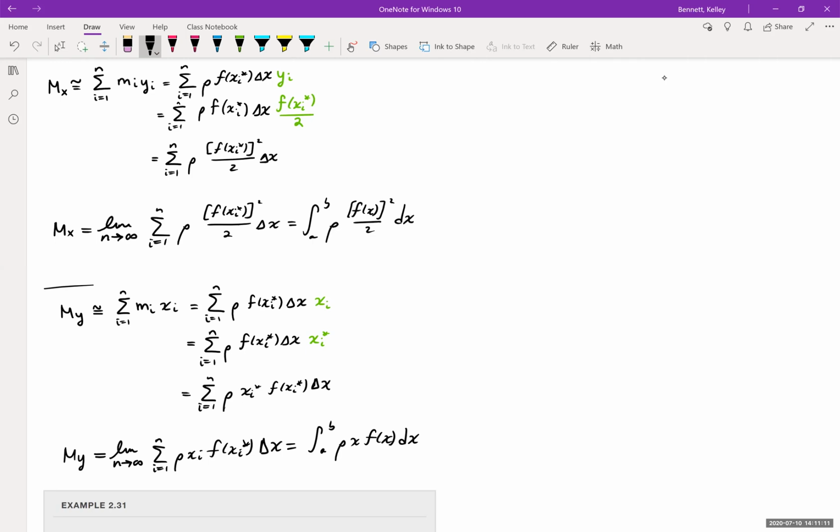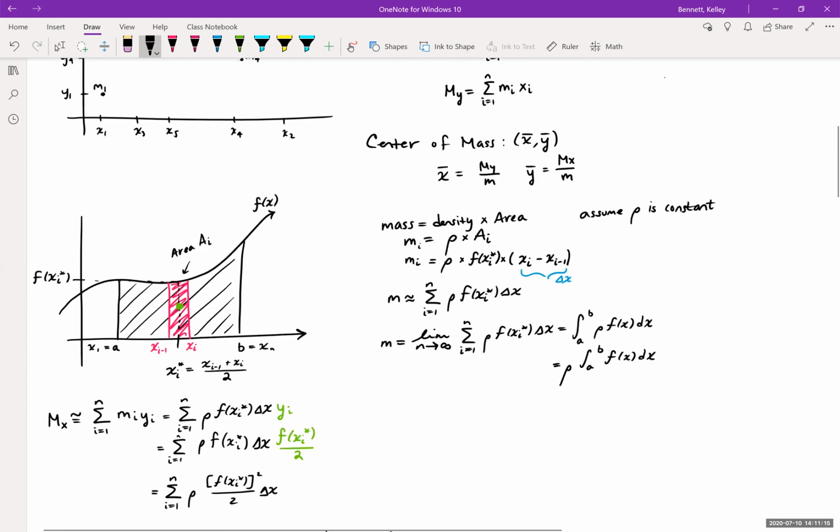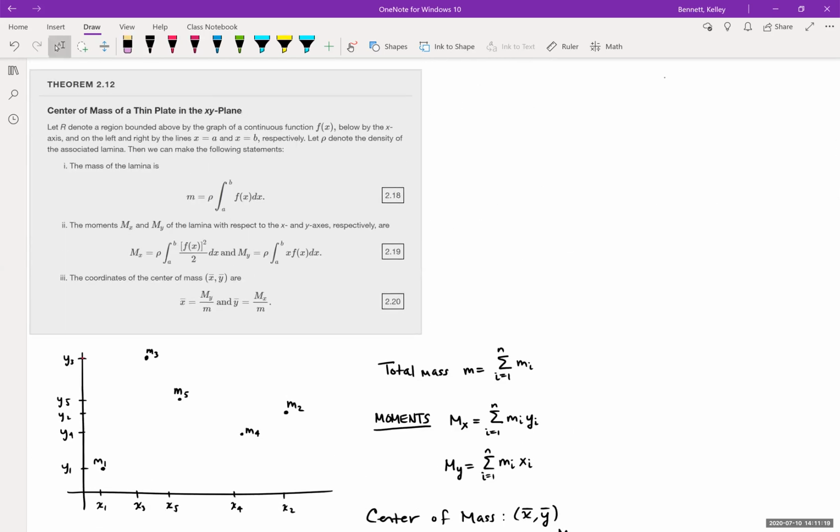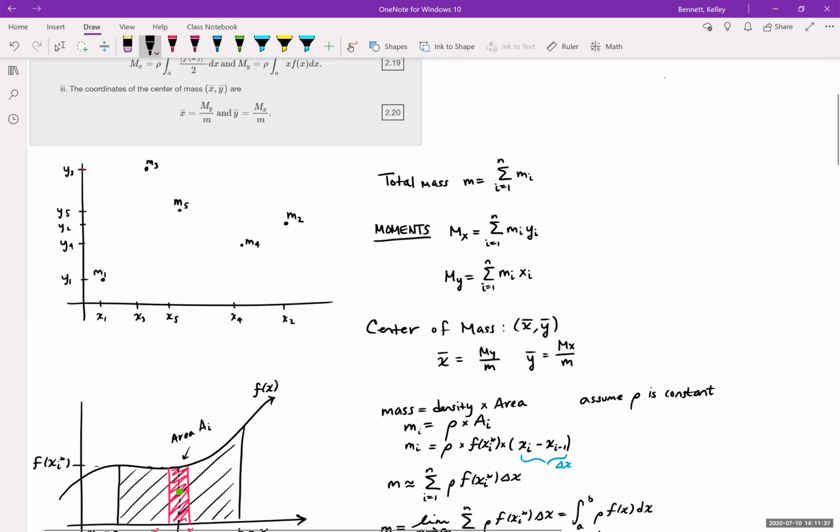So then in order to compute the centroids, that's where all that stuff comes from. So just scrolling back up to the definition briefly, we can see that that's what we ended up with. So m sub x is the integral from a to b of rho f of x squared over 2 dx, and m sub y is the integral from a to b of rho x f of x dx. And to get the centroid or center of mass, you just divide those by the total mass.